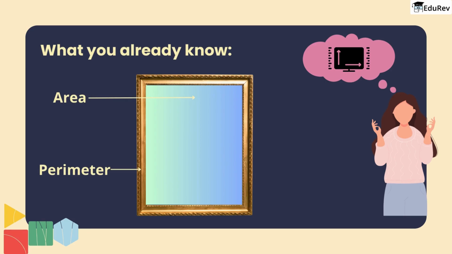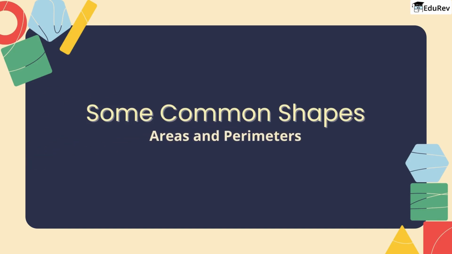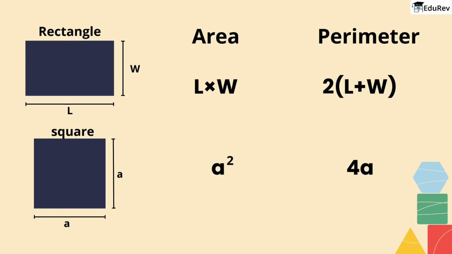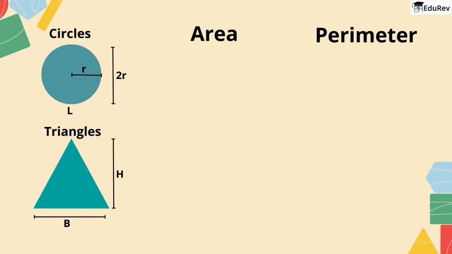Before starting with the main topics of the video, let's see a quick recap of some common shapes and their areas and perimeters. In rectangles, area is equal to length times width and perimeter is equal to the sum of all sides. For squares, since all sides are equal, area is equal to side squared and perimeter is equal to 4 times side. In circles, the area is equal to pi r squared, where pi is approximately 3.14 and r is the radius of the circle, and the circumference is equal to 2 pi r.